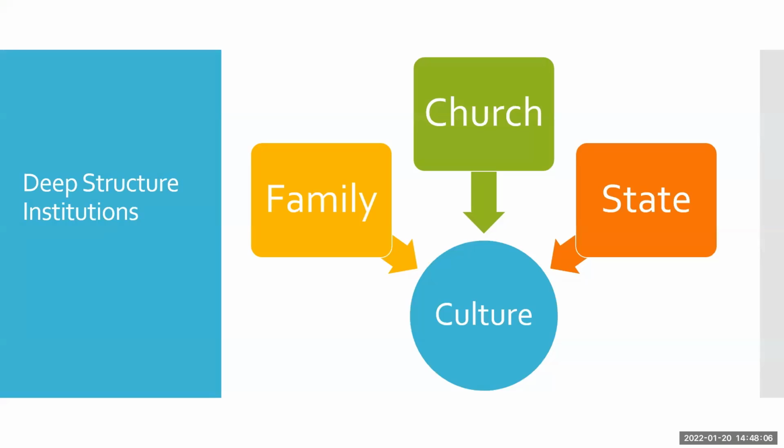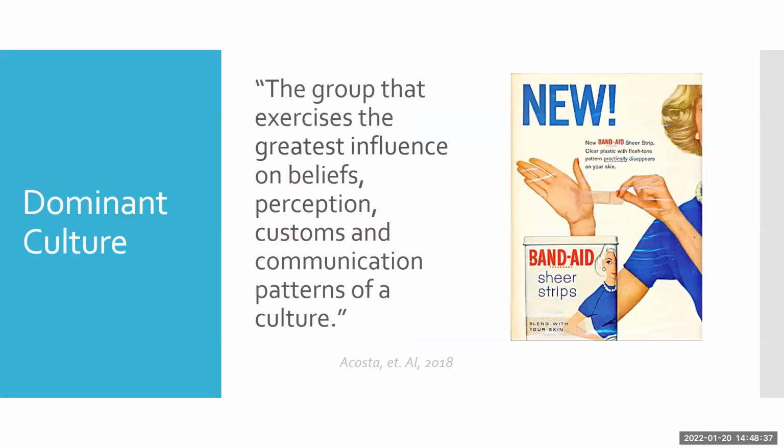We learn culture from 3 primary socializing agents that we name deep structure institutions. Family, so that's your primary socializing agent for culture. Church, or morality in general. And then state, which oftentimes happens through education.